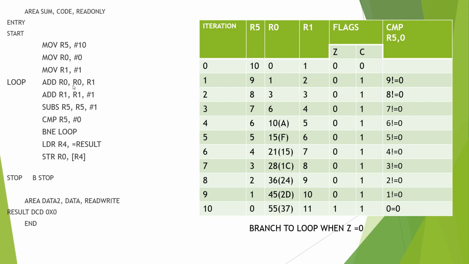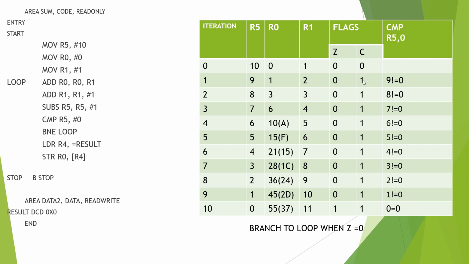Now the next instruction is to add the contents of R0 and R1 and store that back in R0. So it adds 0 plus 1 and the summation is 1, which is stored in R0. We increment the second number which is in the R1 register, so R1 is going to be 2, and we have finished adding the first number. R5 is decremented by using SUBS. R5 becomes 9 and the flags, that is the zero flag and carry flag, are going to change.